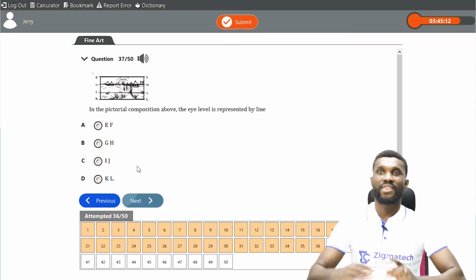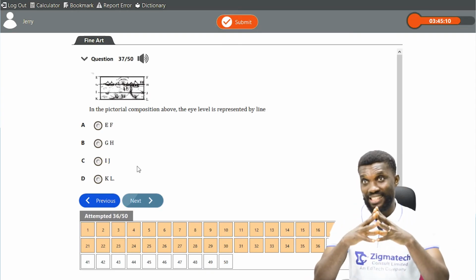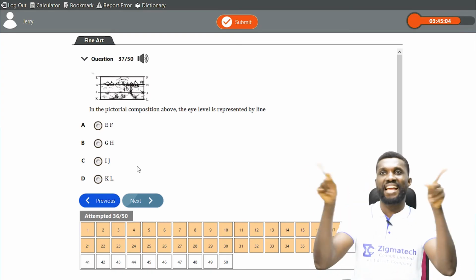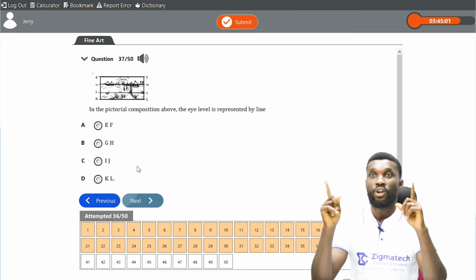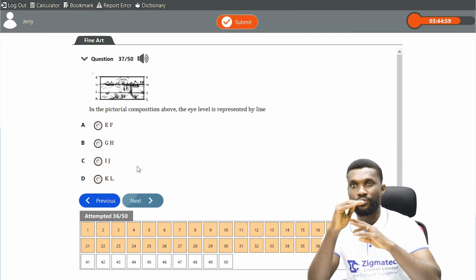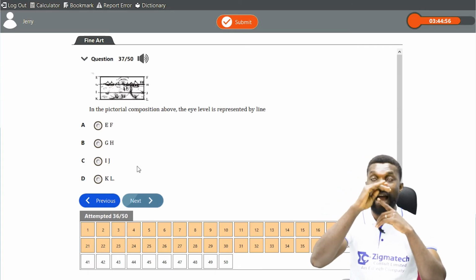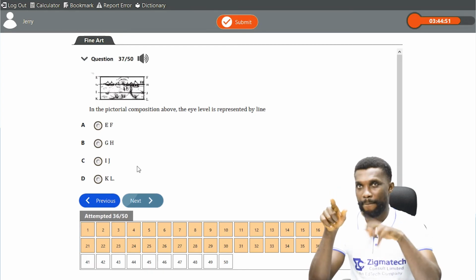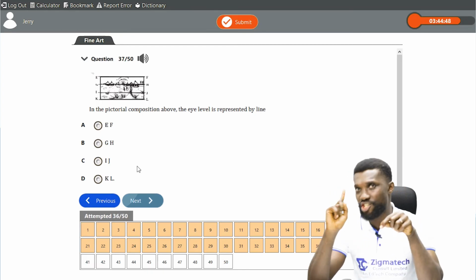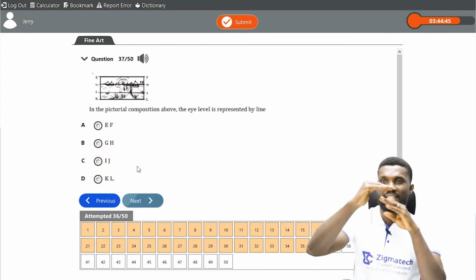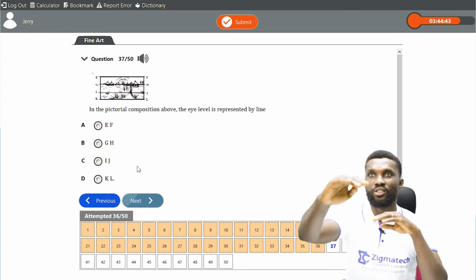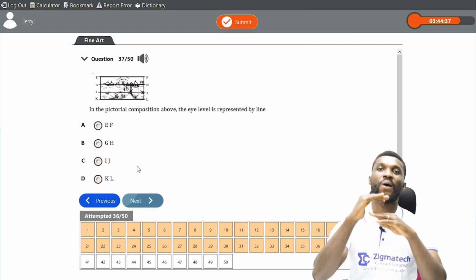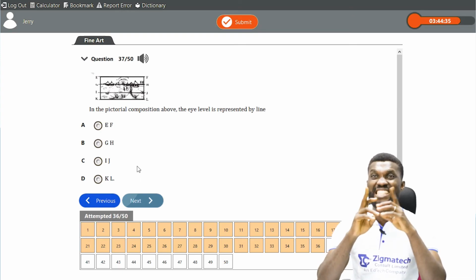All right, check out this question. Now, in the pictorial composition above, the eye level is represented by dashed line. Now, if you watch, the first line is E and F. Don't mistake that as your eye level, because if you're looking at the first line, that's above eye level. You will need to raise up your eye. So E and F is out of it. Did you understand? Now, G and H is your eye level because they are straight to your eye. You don't have to either raise your eyes, blink your eyelashes, or bring them down. No, they are just your eye level. So therefore, the correct answer to this question is G and H.